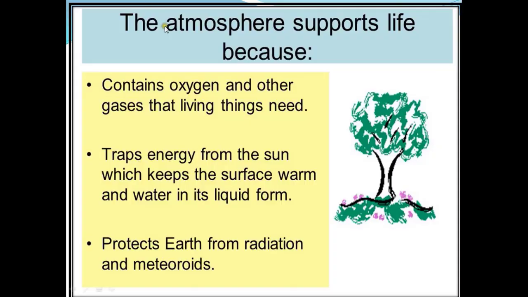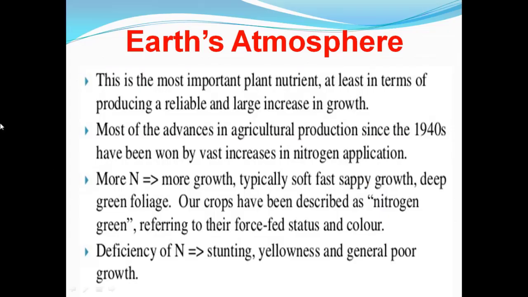Now this is the tree diagram where you can see that the atmosphere contains oxygen and other gases that living things need. Also, it traps the energy from the sun, which keeps the surface warm and water in its liquid form, and it also protects from radiations. So here we can talk about the earth's atmosphere.